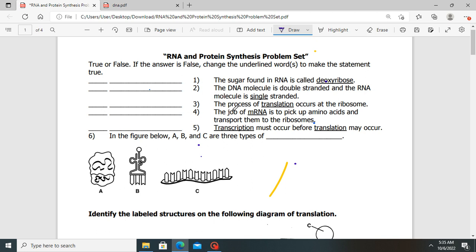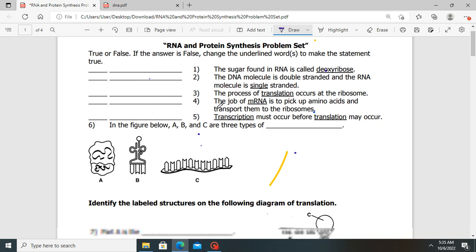Question 3. The process of translation occurs at the ribosome. Is this true or false? Well, the answer is true, because translation occurs on the ribosome, where the amino acids are being transported from the cytoplasm to the protein synthesis site, which is the ribosome. So question 3 is true.